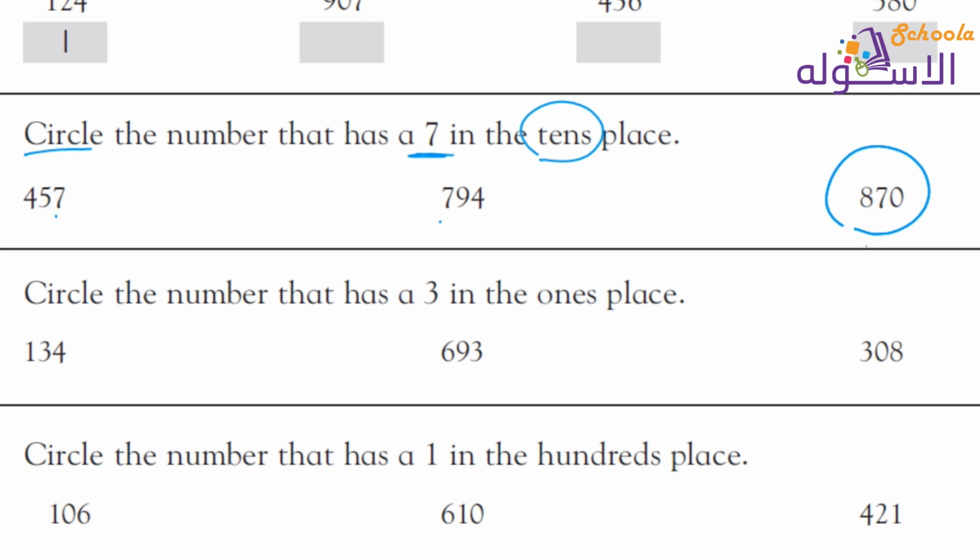Okay, another one. Here, circle the number that has 3 in the ones place. And we said ones is the first place from the right, which is the units. Here, the 3 in the tenths. Here, the 3 in the ones, or the units. Here, the 3 in the hundreds. Yeah, so this is what we are looking for. Very nice. And the last one.